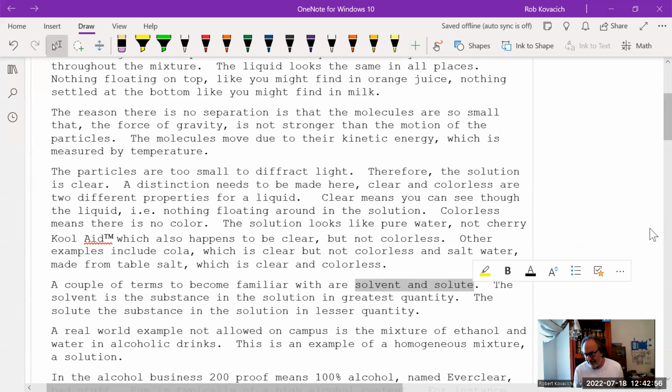So if I take that table salt and I put it into the water, the water is the solvent, and the salt is the solvent. Sorry, the solute that got dissolved. I'll give you an example of this.